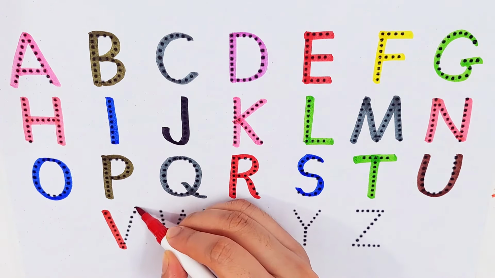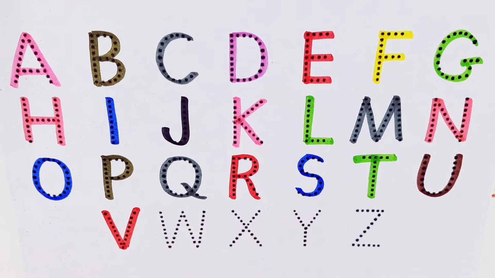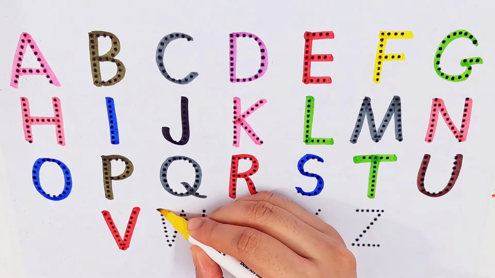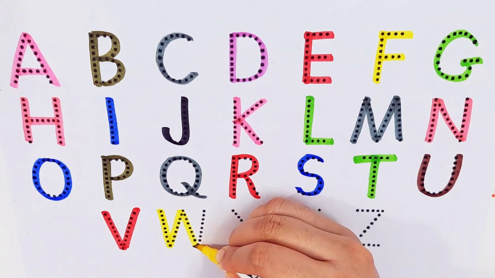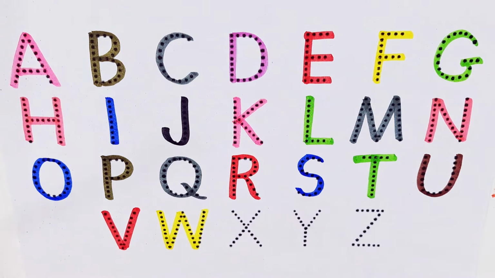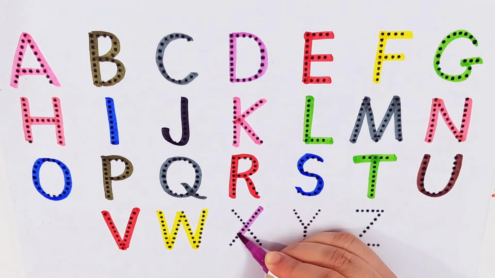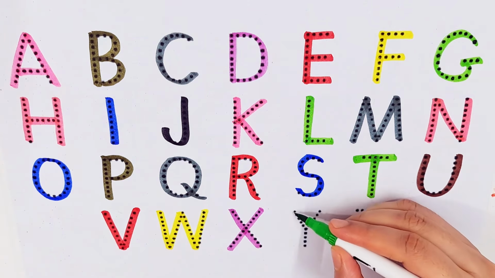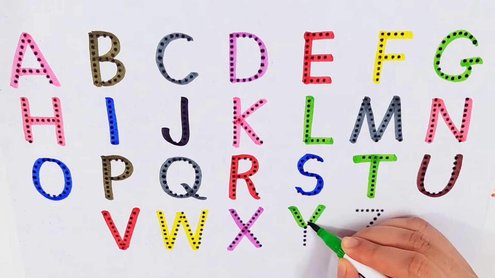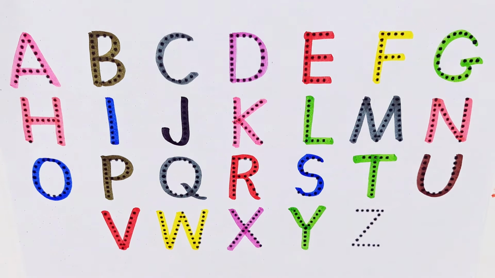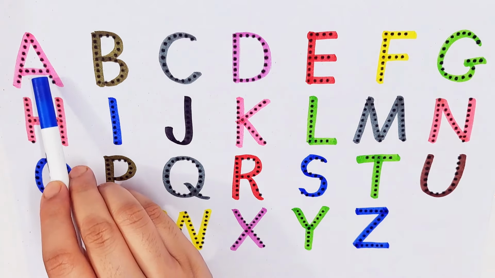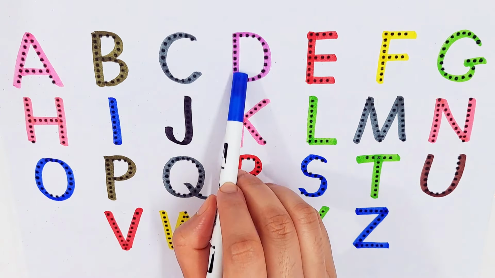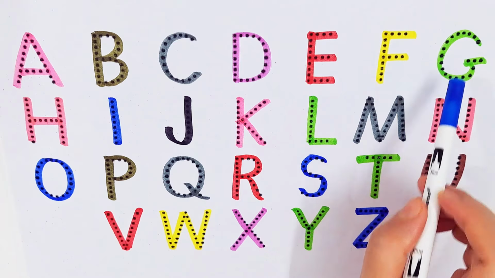V. V for vest. W. W for window. X. X for Xerox. Y. Y for yen. Z. Z for zipper. A, B, C, D, E, F, G.